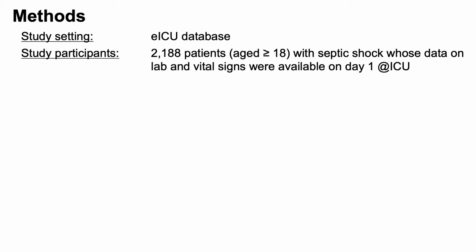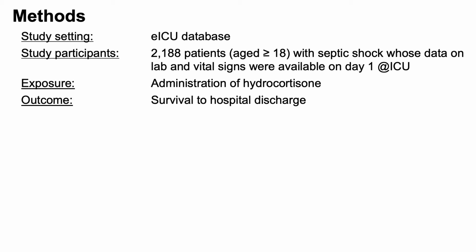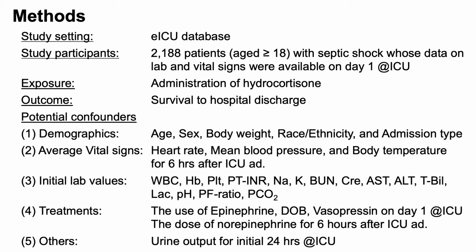We used the eICU database, and there were 2,188 patients with septic shock. We assessed whether administration of hydrocortisone led to improvement in the survival rate at hospital discharge. We included the following as potential confounders. Those were patient demographics, vital signs, initial laboratory data, treatment, and urine output.